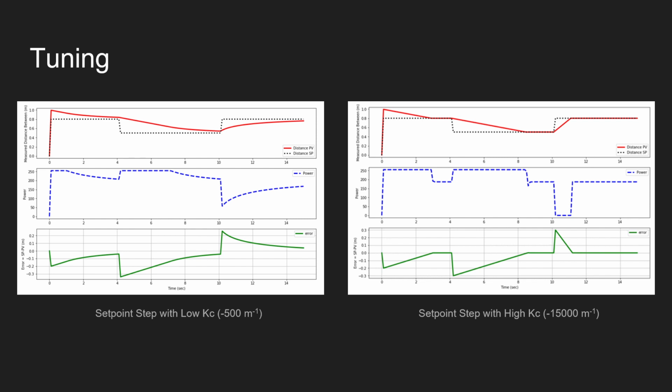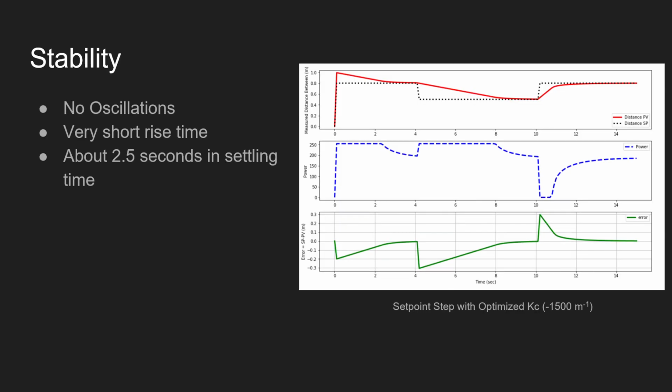As we decided to tune it, we did some lower values. As you can see there at the negative 500, it never actually reaches the set points before we have our next step. And if we have a really high KC value, this one's 10 times larger than our optimized, you can see in the controller that it's almost boxed. There are no ramps in the controller, and so that would be a very jerky system. So because of that, we decided to stay with an optimized KC value of negative 1500 meters inverse.